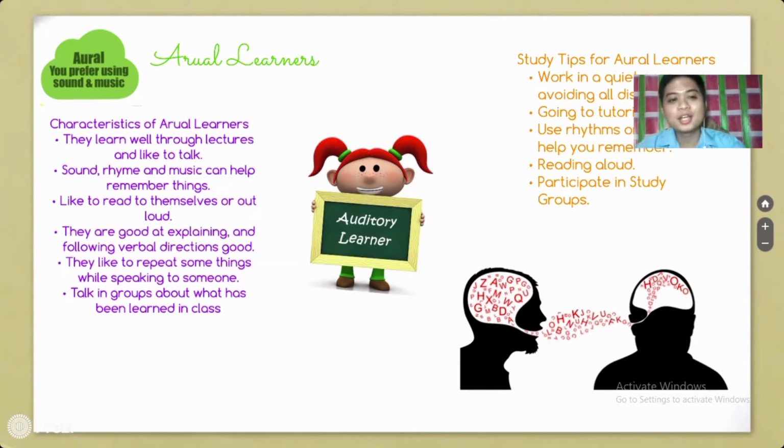They like to read to themselves or out loud. So when they read the textbook, they want to hear it. That is why they prefer to read it loudly. They're good at explaining as well and following verbal directions. They are the opposite of visual learners, because visual learners don't like verbal directions. They prefer visual directions. Auditory learners really like verbal ones.